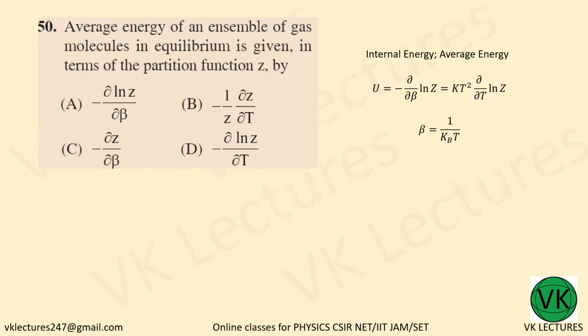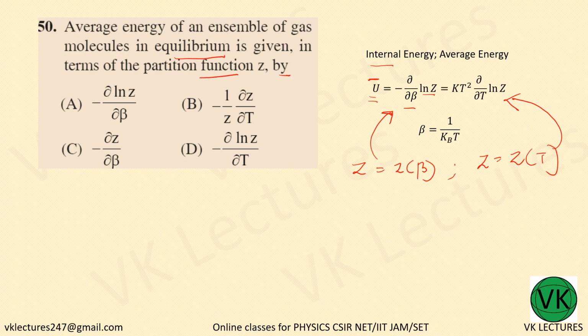Average energy of an ensemble of gas molecules in equilibrium is given in terms of partition function Z by, similar question, internal energy U, or sometimes written as U bar to indicate average, equals minus ∂/∂β log Z. This is in terms of beta. If your Z is a function of beta, you can use this formula. Now suppose your Z is a function of temperature, then use this formula. Now β is equal to 1 by k_B T.